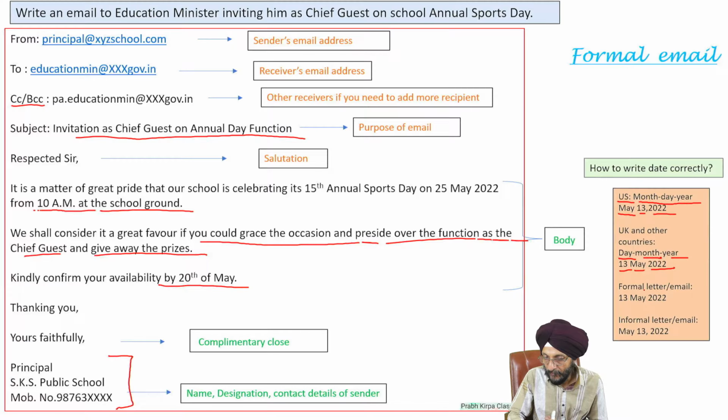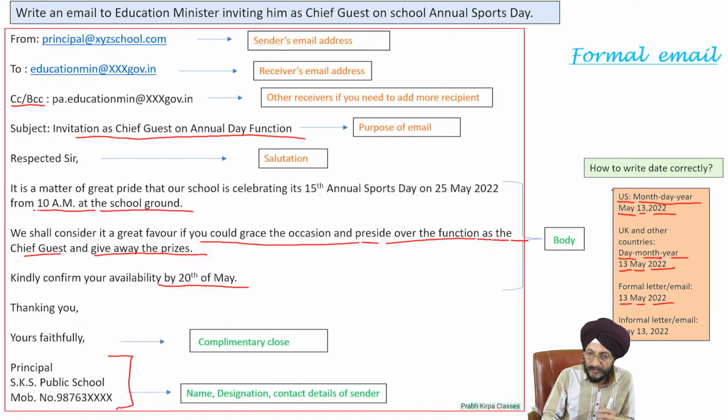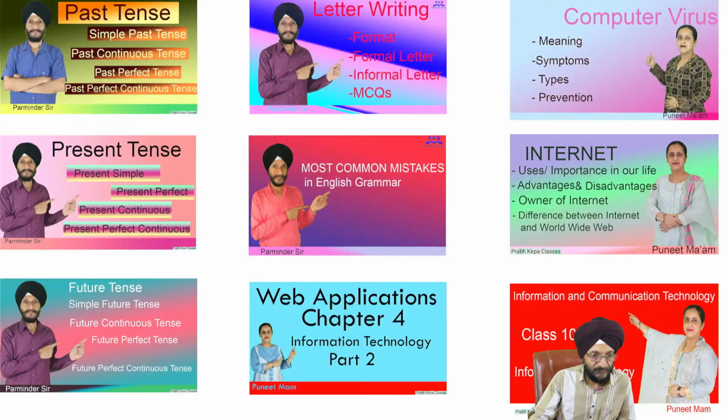Accordingly, in the case of formal email, you may mention the date as 13 May 2022, and in case of informal email, you can mention the date as May 13, 2022. So whenever you are writing an email or a letter, you can follow this system of writing the dates as per the country in which you live, or as per the English system followed by your country or state.